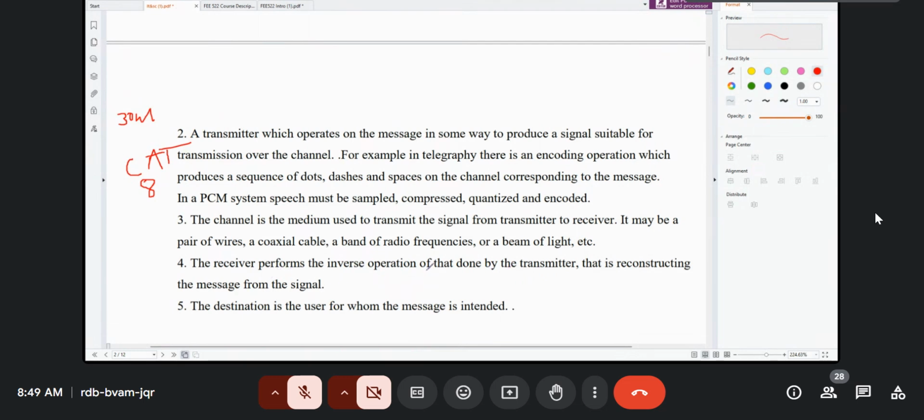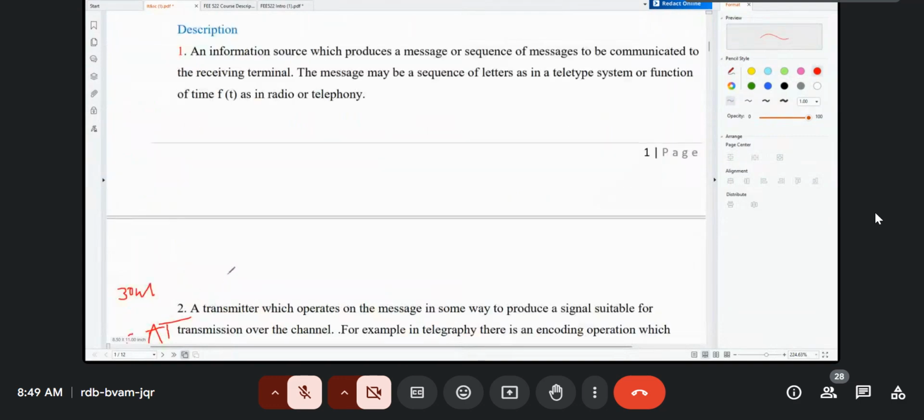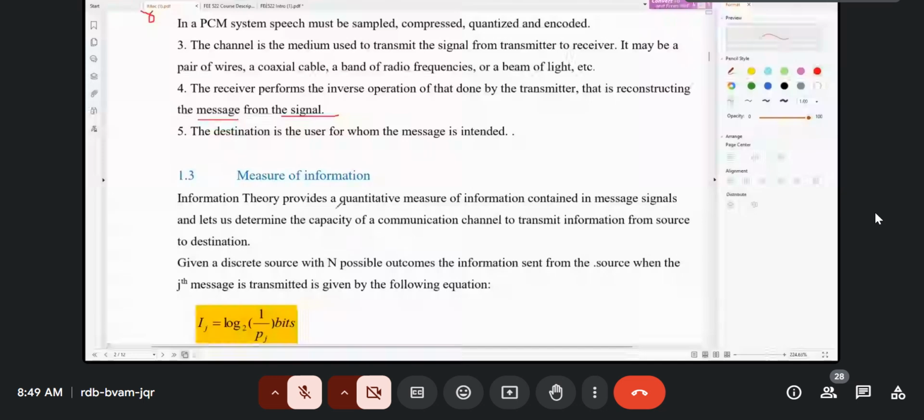So the receiver performs the inverse, I think we know, of what is done by the transmitter. That is reconstructing a message from the signal. Because what is actually transmitted is a signal, but you try to get back your message, the original message that was carried by the signal. Because that's the whole idea of a communication system, is to get what you transmitted as accurately as possible. And of course, the destination is the user for whom the message is intended.